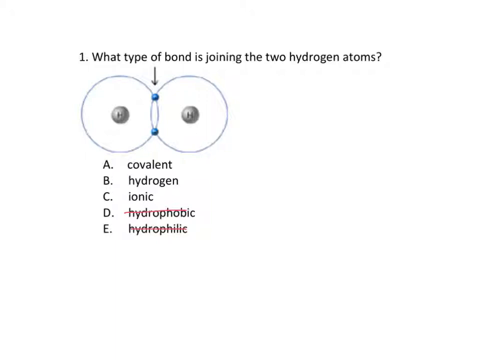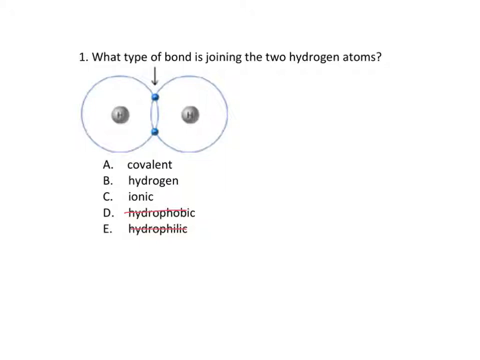So for example, atoms that are able to hydrogen bond are considered hydrophilic because that means that they can mix with water, whereas those that can't hydrogen bond are considered hydrophobic. So that's interactions, not bonds. So we've narrowed our answer choices down to A, B, and C: covalent, hydrogen, or ionic bonds.